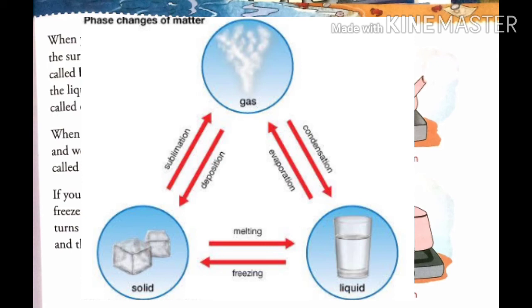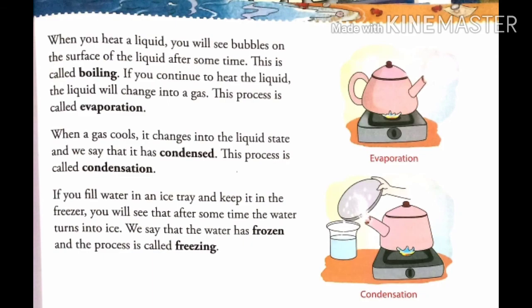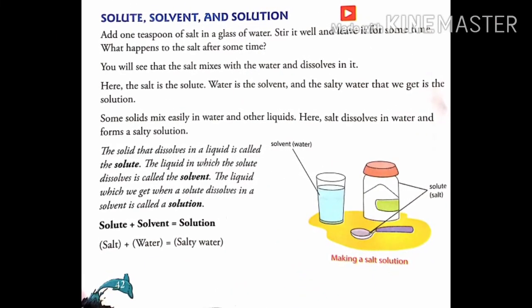Now let's move forward toward the last topic of our chapter, which is solute, solvent and solution. So students, this topic tells us that there are various solids which completely dissolve in liquid. For example, you can take salt. When we put some salt in a glass of water and mix it well, after some time we will see that the salt completely dissolves in water. This shows that salt is an example of such solids which can easily mix or completely dissolve in liquid.